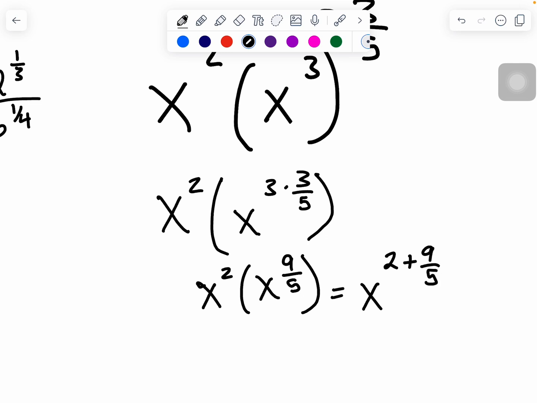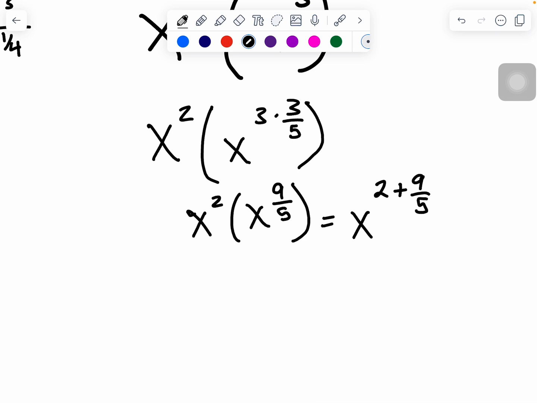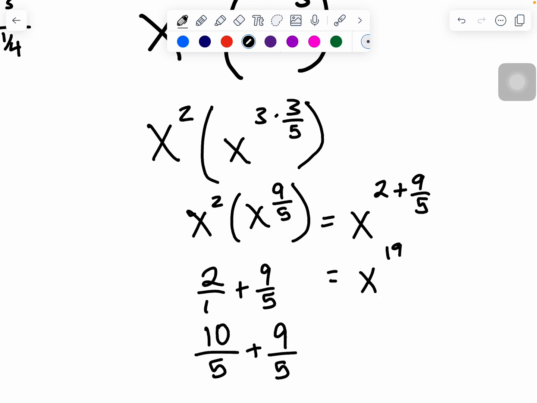Now, if I have a number plus a fraction, I have to make sure they have the same denominator. So this is like 2 over 1 plus 9 over 5. So then we have 10 divided by 5 plus 9 over 5. And that is the same as x to the 19 over 5.